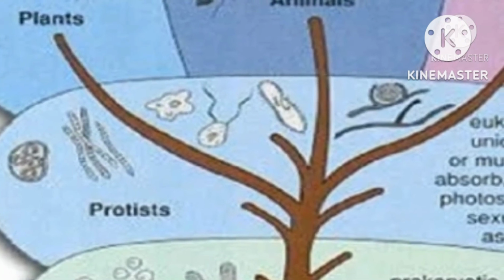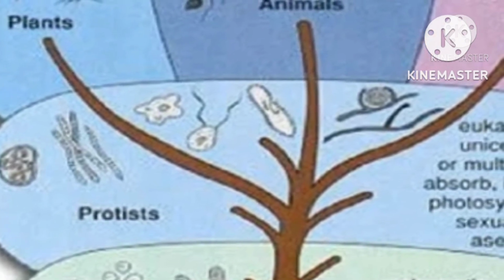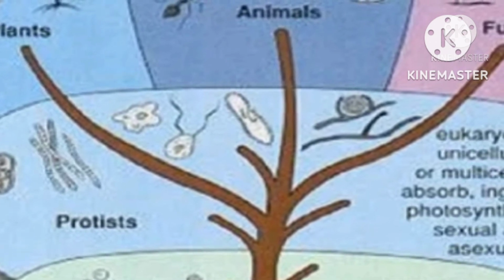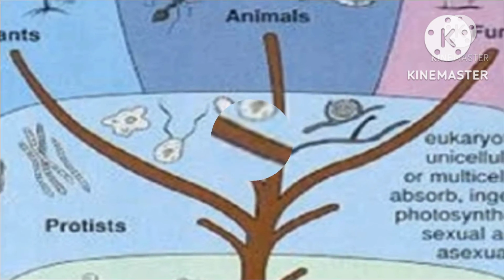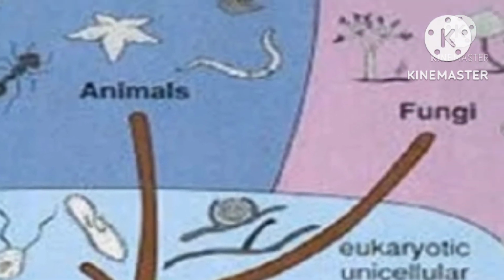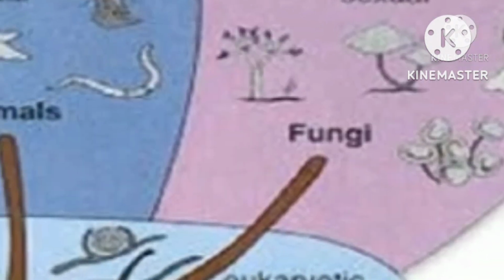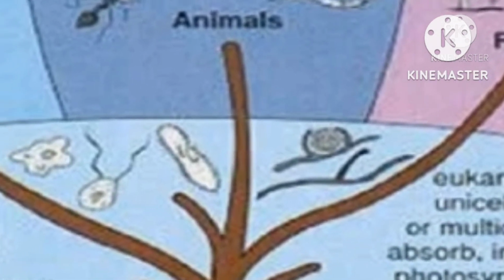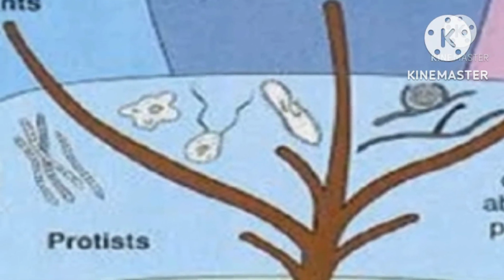Friends, before concluding, I want to ask you one question. That is, I told you that kingdom Protista includes all single-celled eukaryotes. My question is that, why yeast is included in kingdom Fungi and not in kingdom Protista? With the hope that you will be answering my question, I am concluding my video here.